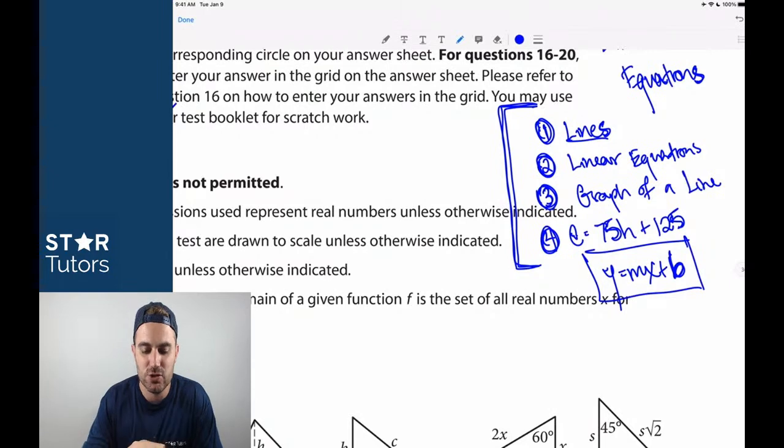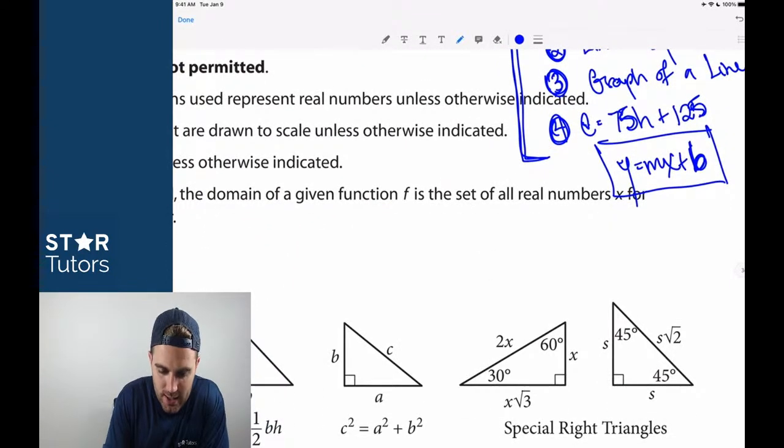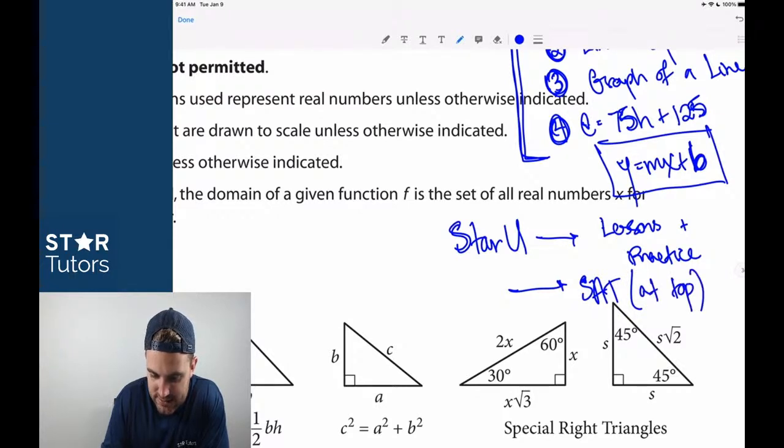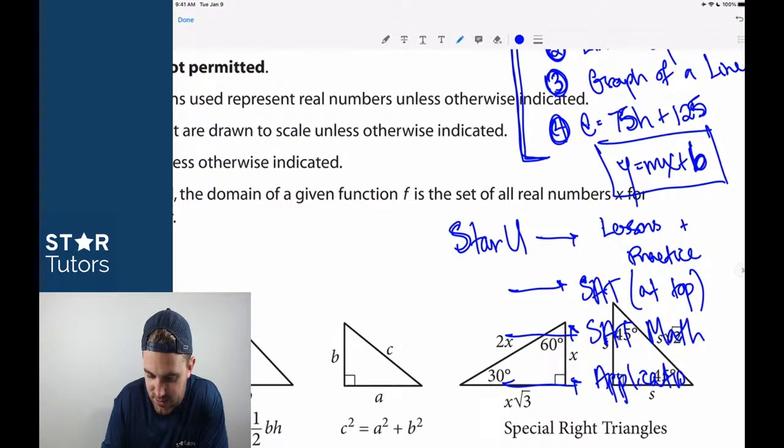Again, you guys have some resources. If you go to resources to continue to study this, Star U, then it's Lessons and Practice on the home screen. Then slide over to SAT at the top, then SAT Math, which is another tab. And then finally, at the very bottom of that next page is applications of linear equations.